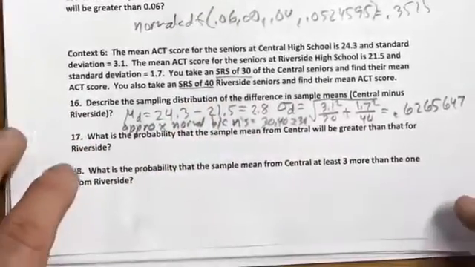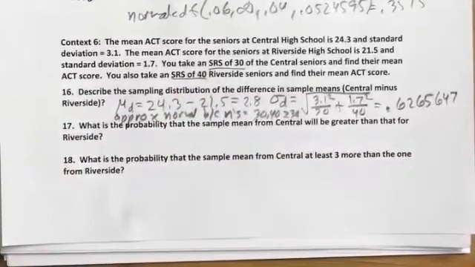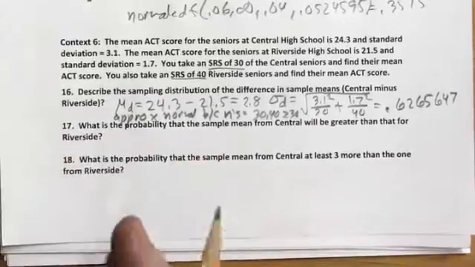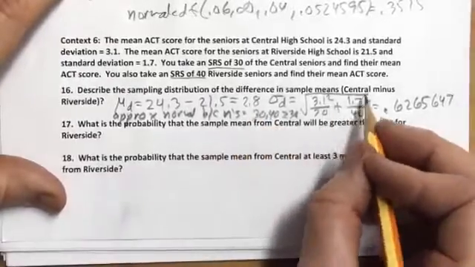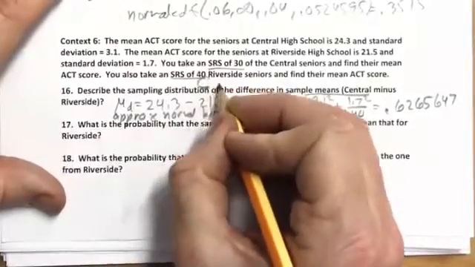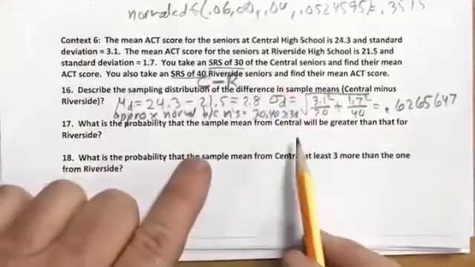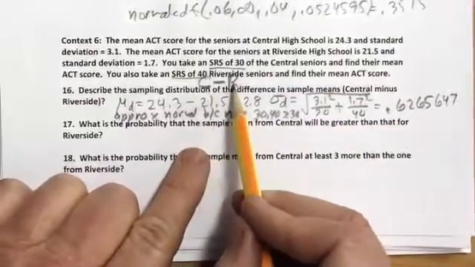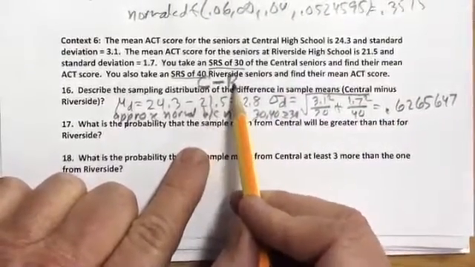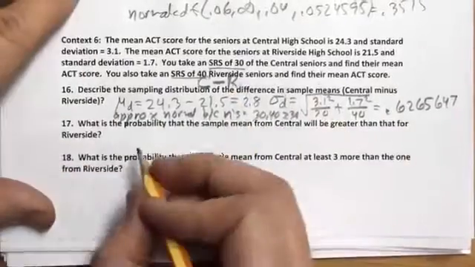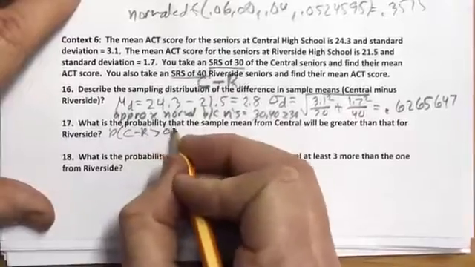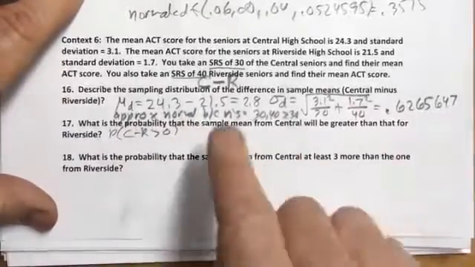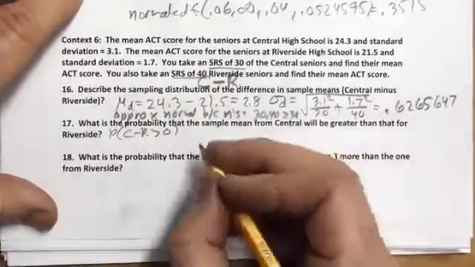I didn't leave myself enough room there, but anyway, what's the probability the sample mean from Central is greater than Riverside? Well, our sampling distribution would be Central minus Riverside. If Central is bigger than Riverside, that means Central minus Riverside is positive. So it's asking the probability Central minus Riverside is greater than 0. So we would use this Central minus Riverside distribution greater than 0.